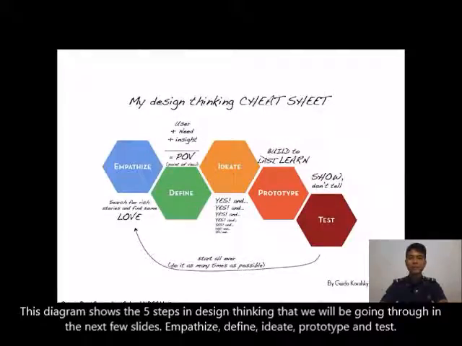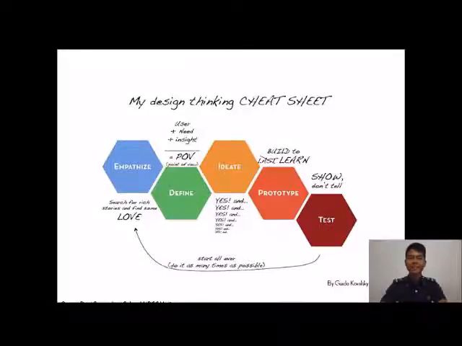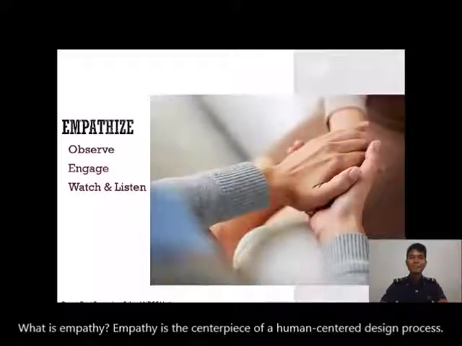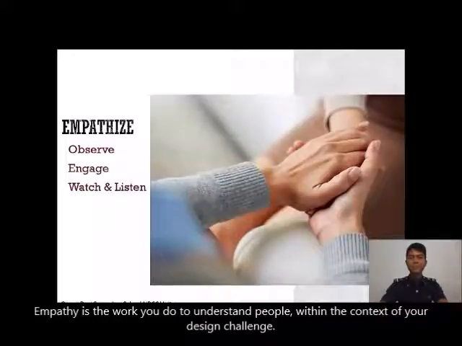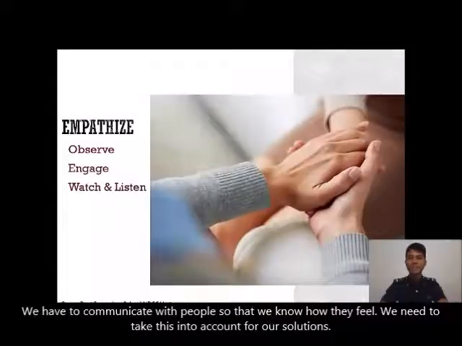This diagram shows the 5 steps in design thinking that we will be going through in the next few slides. Empathize, define, ideate, prototype, and test. What is empathy? Empathy is a centerpiece of a human-centered design process. Empathy is the work you do to understand people within the context of your design challenge. We have to communicate with people so that we know how they feel. We need to take this into account for our solutions.